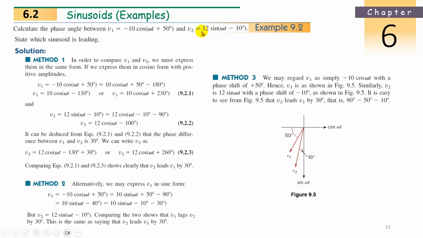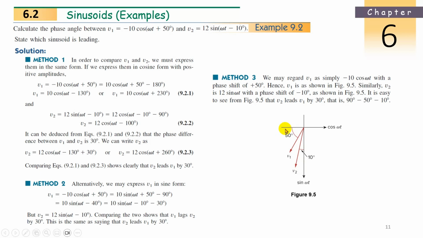Now V2 is 12 sin omega t minus 10. Sine is on this axis: this side is positive and the upside is negative. So plus 12 is the positive side. Now how much angle? Minus angle. If it is a plus angle, it should be on the right side, but it is minus 10, so it is on the left side. So we can mark V1 and V2.